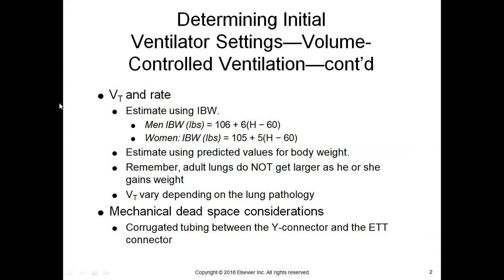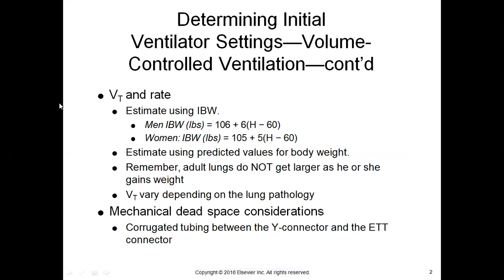So if we have a man and we take his height minus 60 and times it by 6 and then add 106 to it, that's going to be his ideal body weight in pounds. We want to get that in kilos. We'll divide that by 2. It's roughly 2.2, but for sake of math, it's easier to just divide that by 2 to get you where you need to be with that tidal volume.